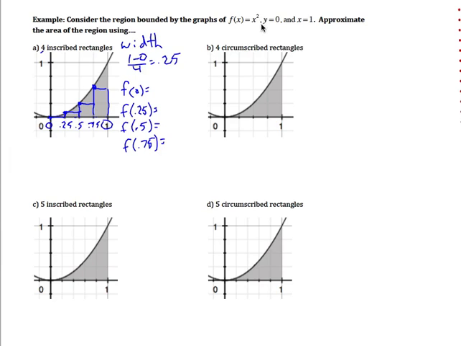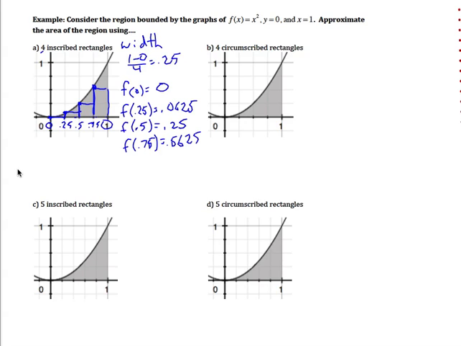Okay, and you can see our function is just x squared. So 0 squared is 0. 0.25 squared is 0.0625. You can use a calculator. 0.5 squared gives me 0.25. And 0.75 squared is 0.5625. Now what we just did is we found the height of all these rectangles. Now what we're going to do is multiply each one of these heights by the width.